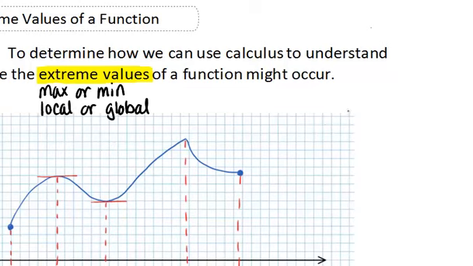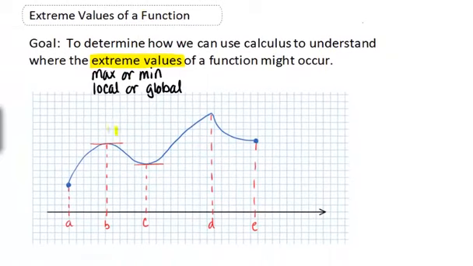Remember, local means within a locality. So if I'm just looking in this area and ignoring the rest of the graph, I have a maximum value right here at B. I don't know what the maximum value is, but I know it occurs at B. In this locality, I have a minimum value at C. In this locality, I have a maximum value at D.